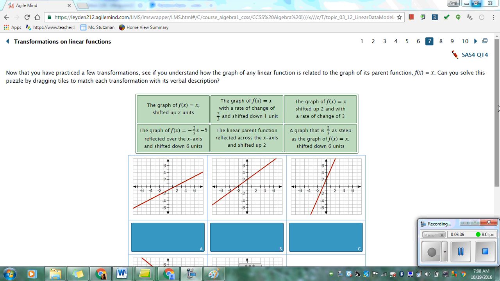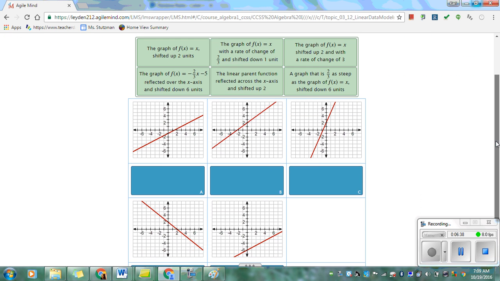So what we need to do is match the descriptions with each graph, and you want to compare it to the parent function y = x. So I went ahead and labeled on your note sheet the descriptions as A, B, C, D, E, F. So make sure that you double check the right ones are there.